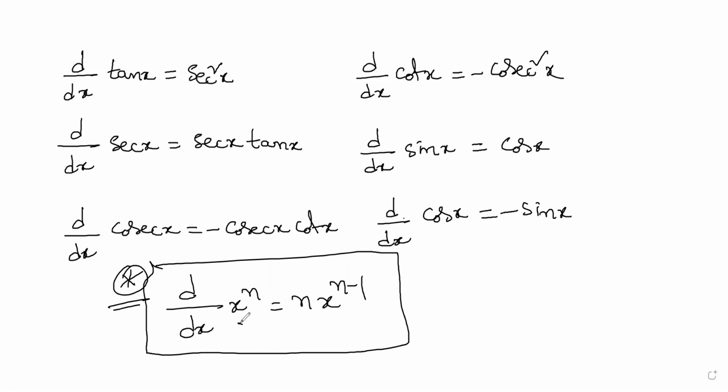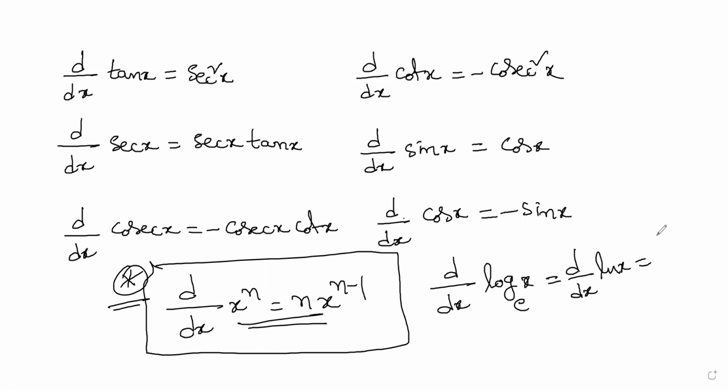From these formulas it will generate another one: d by dx of log x to the base e especially. That is also called ln x. d by dx of ln x is 1 by x. So these are some of the derivative formulas you have to keep in mind, and then I will tell you some extensions from these formulas. There are two extensions you must remember.